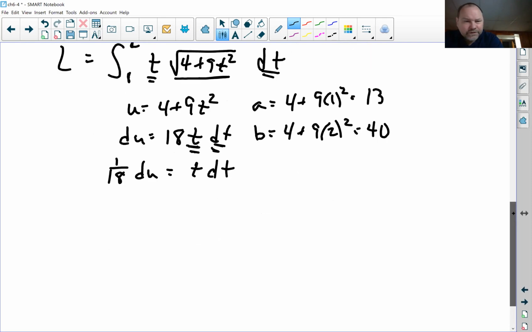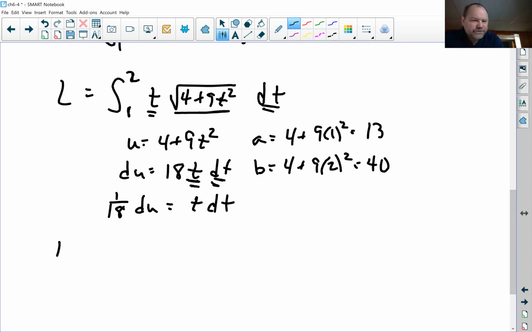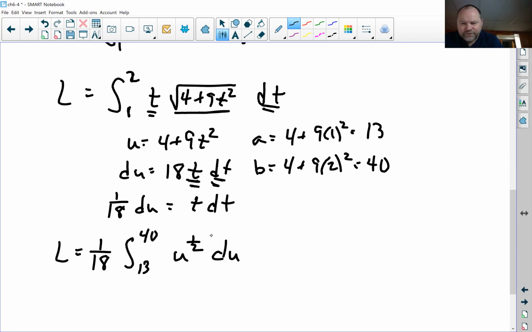So if I use substitution, I'm going to get that 1 over 18. I'm going to write that out front. My limits changed to 13 and 40. My t dt becomes my du, and 4 plus 9t squared becomes my u, but that's still underneath the square root symbol, so we have u to the 1/2.